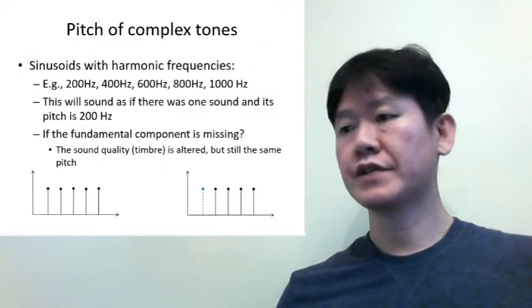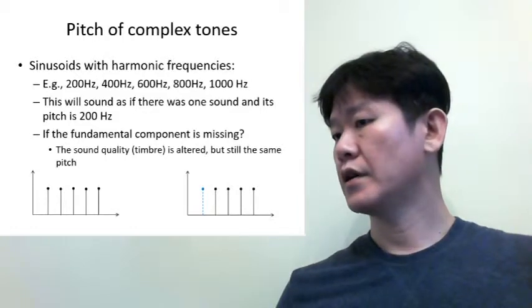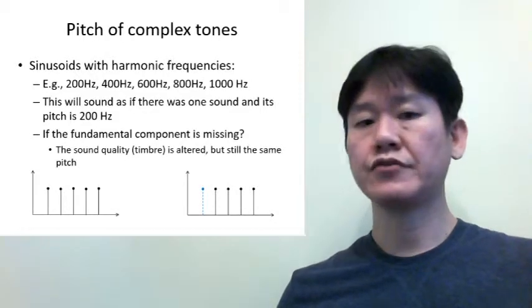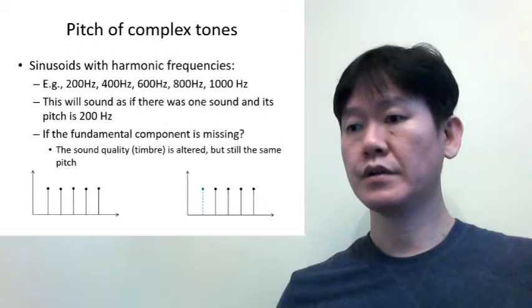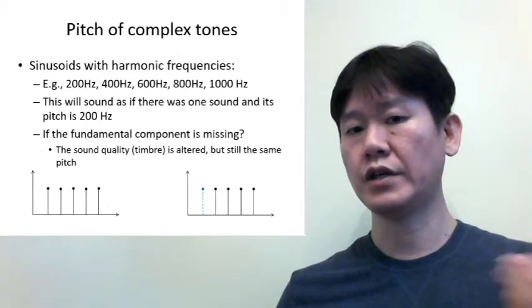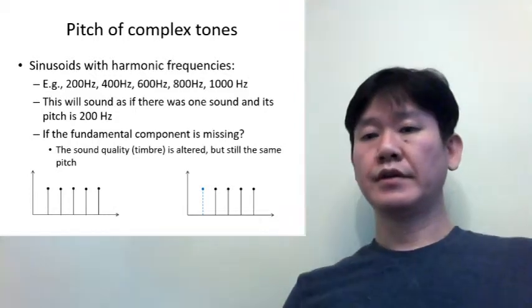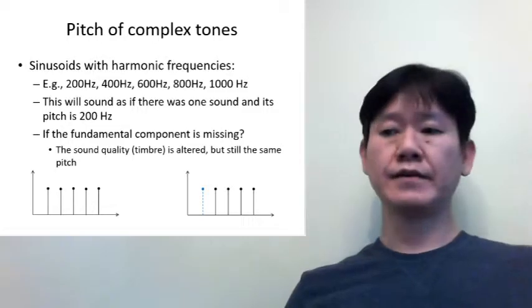All right, now let's think about pitch of complex tones. We already did earlier in the first video. So in the example on the slide, if we have a complex tone with these harmonic frequencies, 200, 400, 600, 800, and 1000 hertz, then this will sound as if the tone was one sound and the pitch is 200 hertz. We had that demo earlier. So that's what the pitch of complex tone is like.